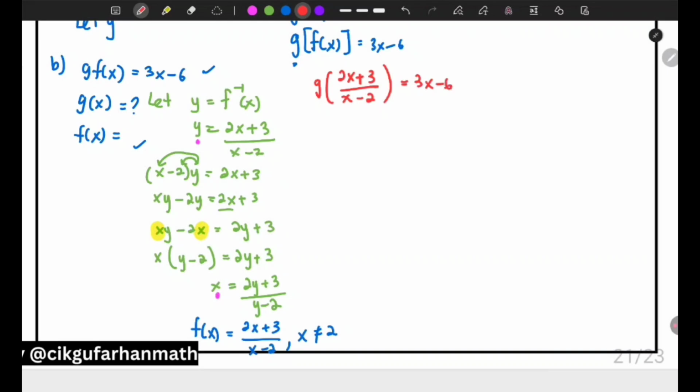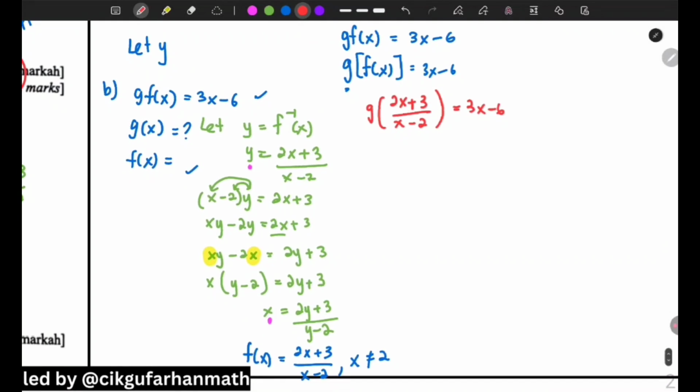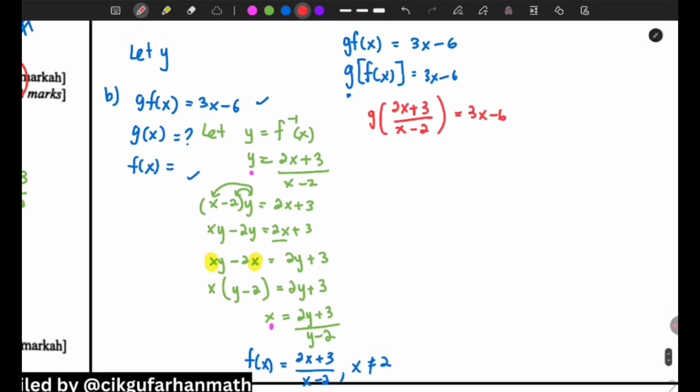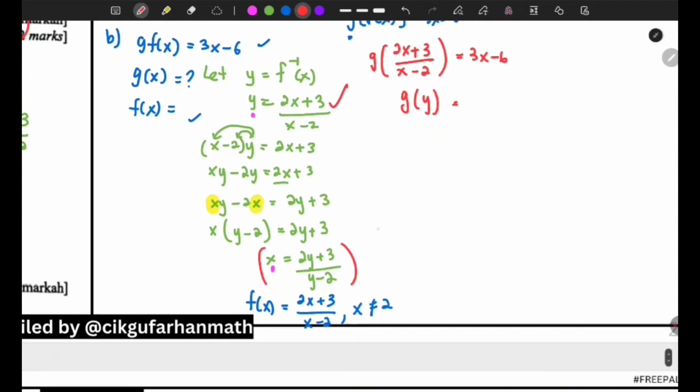You let y to who? 2x plus 3 over x minus 2. And when you let y, you will get back the same thing. So you don't need to, just put y, and your x will be equal to this, substitute here, because if you let y you will also get the same thing. You don't need to let y a lot of times, wasting time actually. So instead you just let y one time, enough.